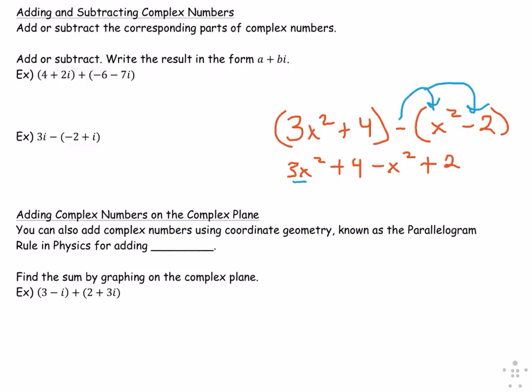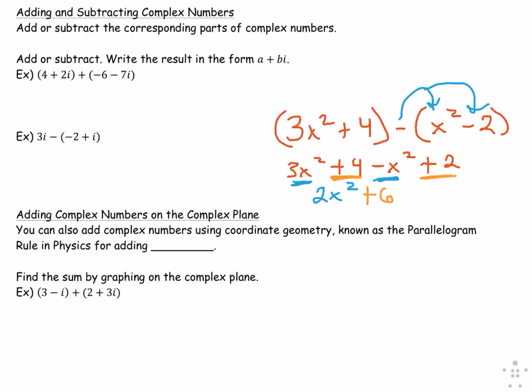So I have, these are like, so that means they have the same variables to the same exponents. They both have x squareds, so then you operate on coefficients. 3 minus 1 gives me 2x squareds left. And then I have plus 4 and plus 2. Those have no variables to no exponents, so they're like terms. 4 and 2 make 6.